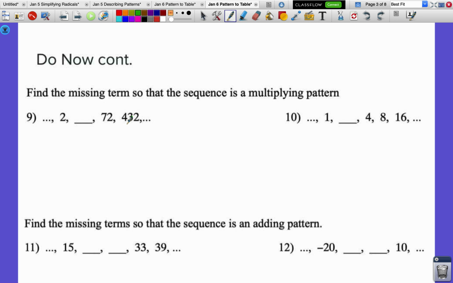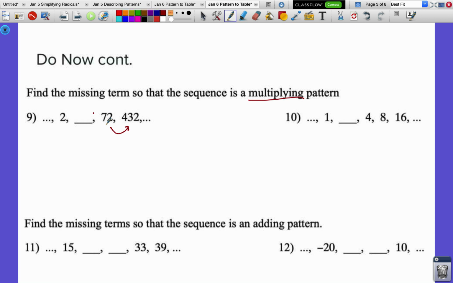All right, a few more of these. Again, copy them into your notes, pause the video if you need to. We're told that these are multiplying patterns, so we don't have to guess what type of operation is in between these numbers. We do have to figure out what we're multiplying by.